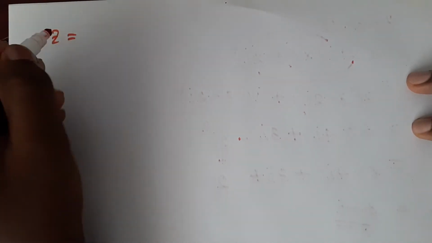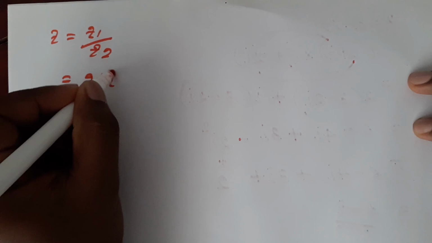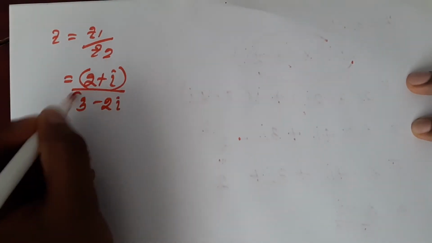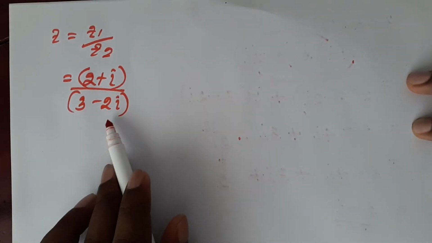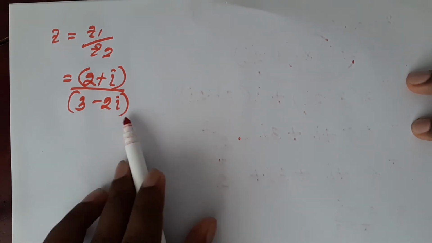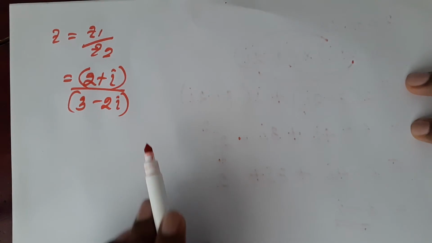Now we shall look at division. So let's say that the complex number z is a result of z1 being divided by z2. z1 is 2 plus i, z2 is 3 minus 2i. Now the goal here is to convert the denominator into a real number. So the easiest way to do this is to convert i into a real number.